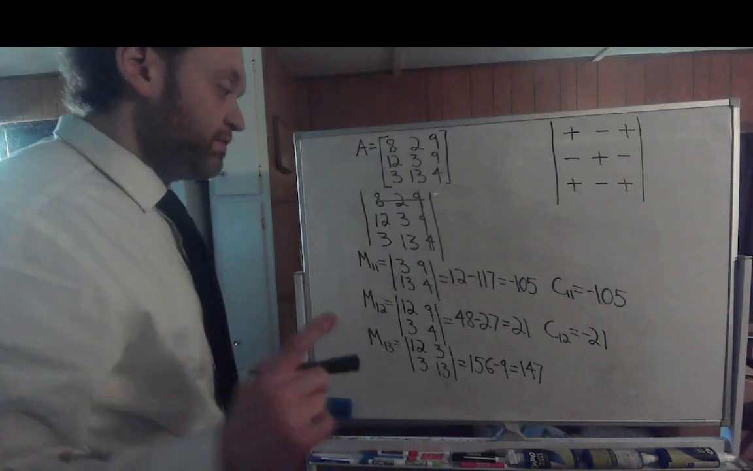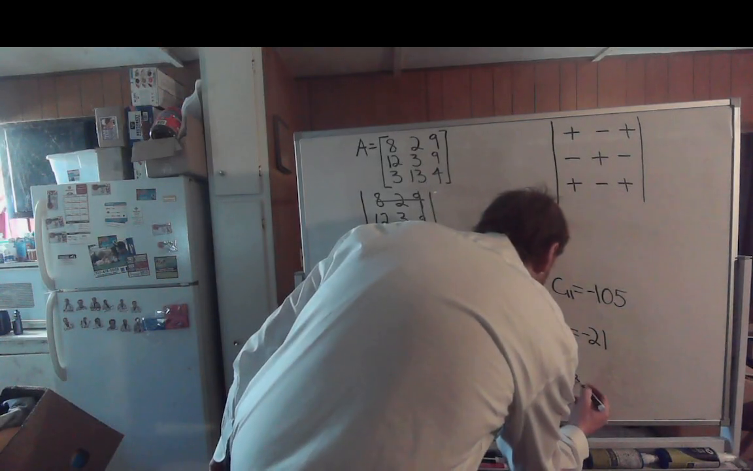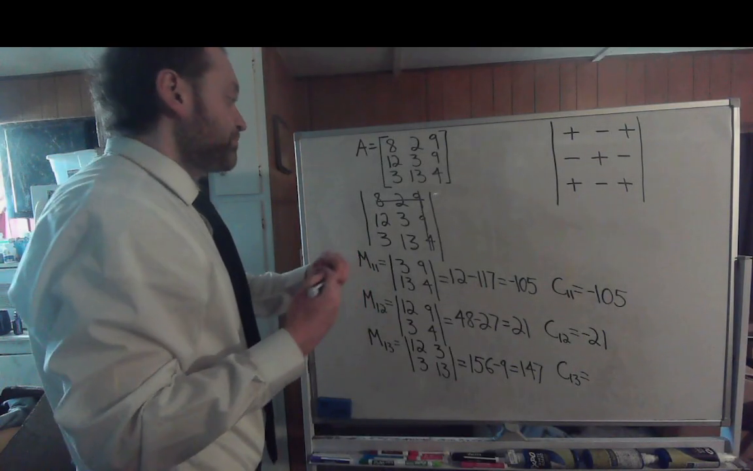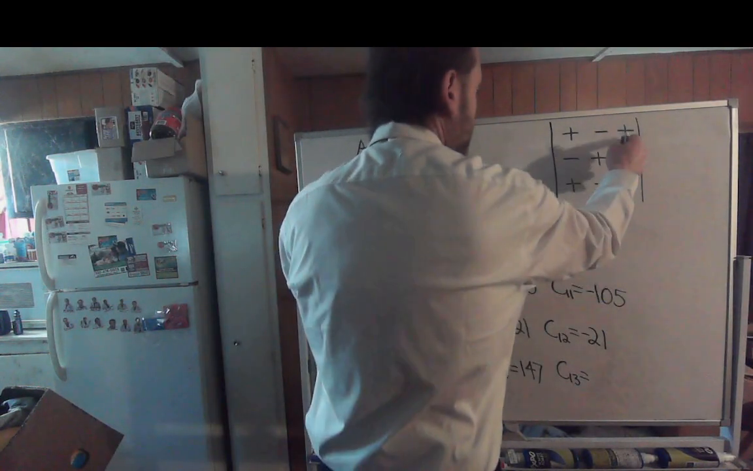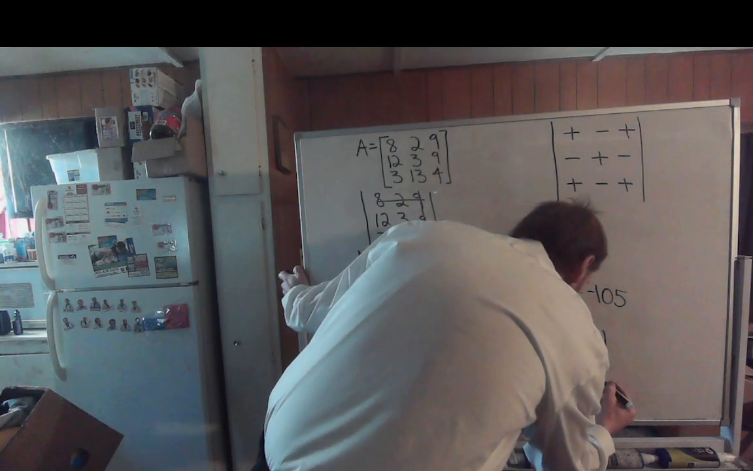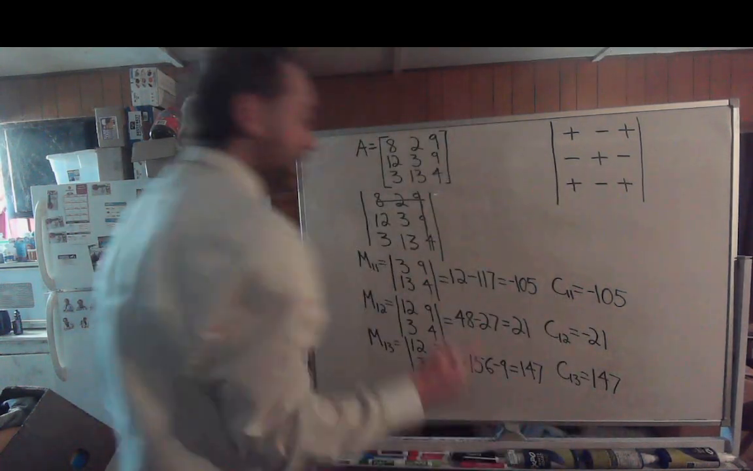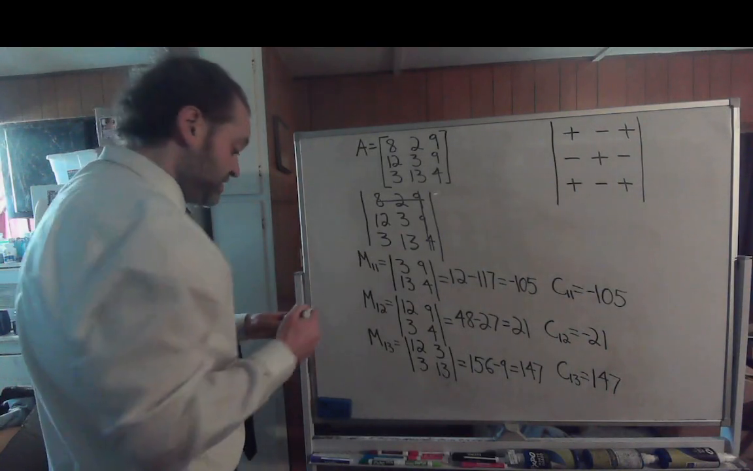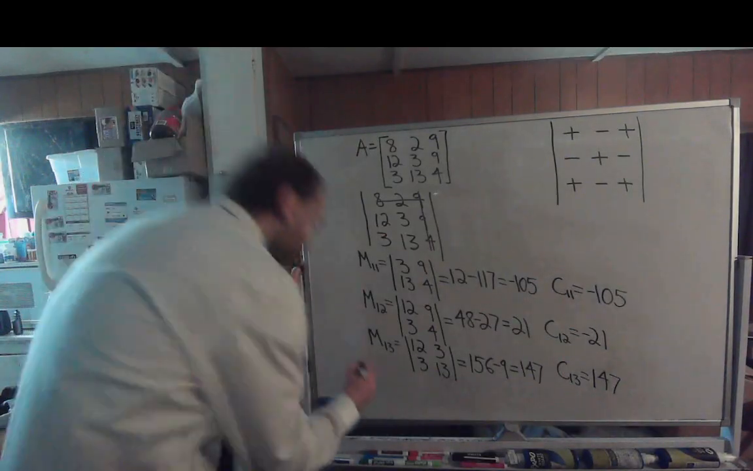Now to get cofactor 1, 3, we are going to take where the sign of 9 is. According to the coefficient matrix, it should be positive whatever the result of the minor is. So positive 147 is just that. So now we have our 3 cofactors. We can now proceed to find the determinant.